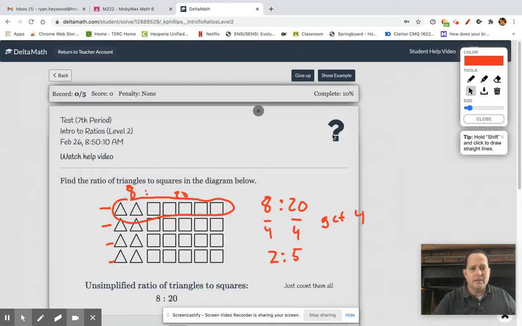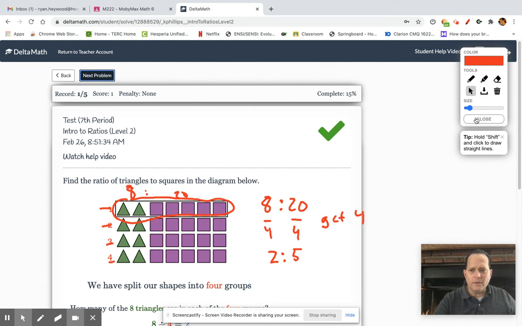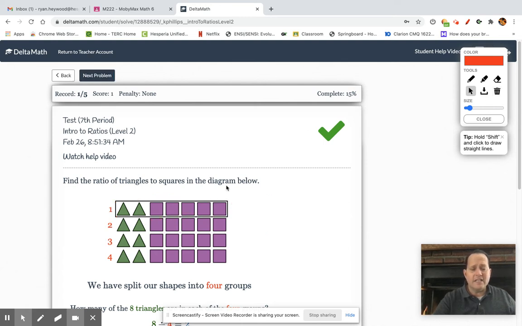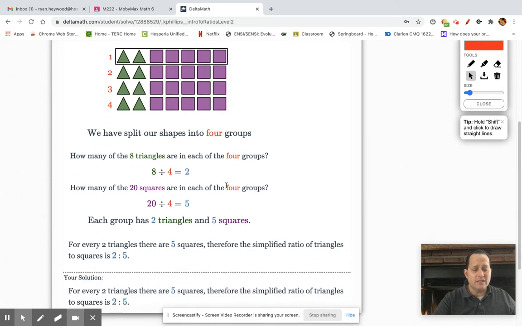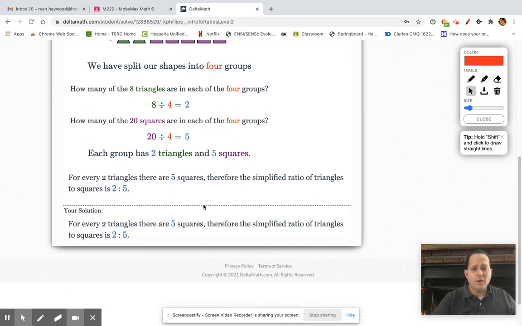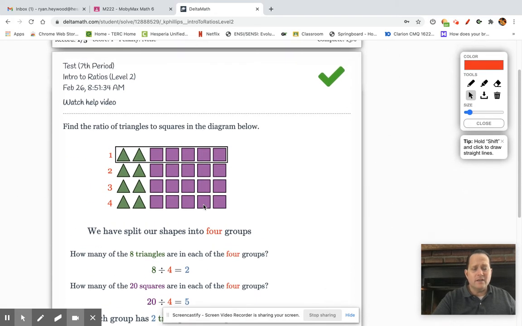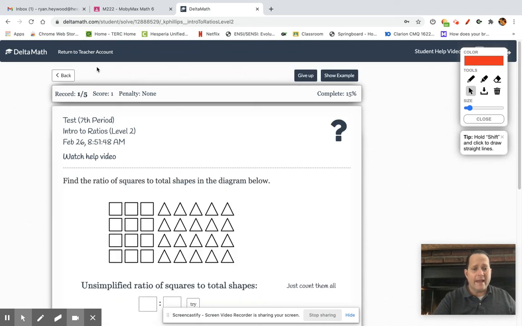All right, submit that. Okay, now the thing that's really cool about this is it shows you the explanation here so you can see exactly what you did. I highly recommend going through that and trying to do your best to understand what happened.